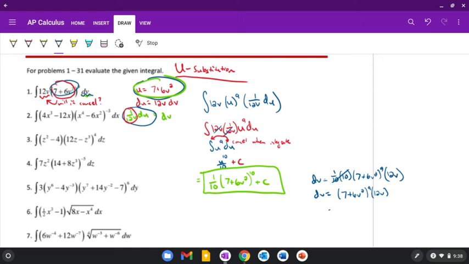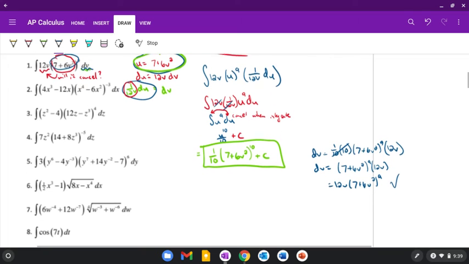So obviously you could arrange that as 12v times 7 plus 6v squared to the 9th. So that was the original problem. So you can actually check every single one of these and see if they work. It is a little bit confusing because you're doing integration and you've got to think back to differentiation. It is doable, but again, it takes time as well. So, all right, let's go ahead and do another one.